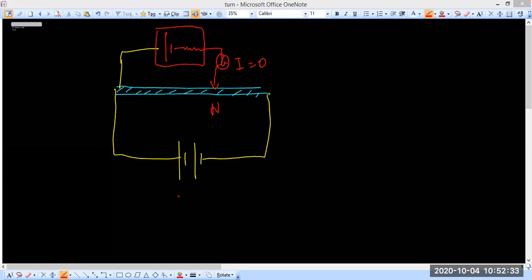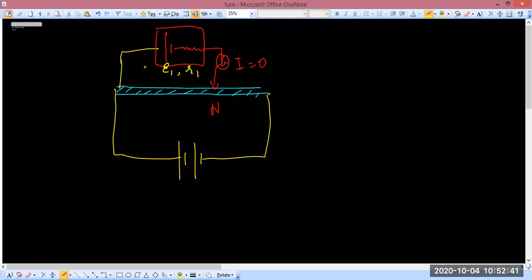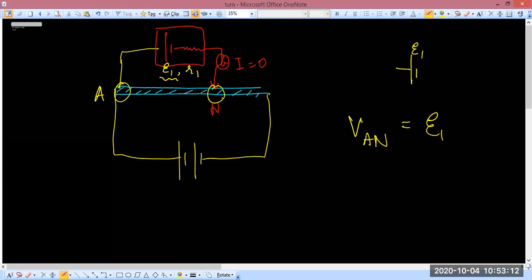That is close to the correct answer, Avinash. It is that why is no current flowing here? That's the question. The reason is actually very simple. Whatever EMF this battery has, that's like epsilon 1. Now between these 2 points, that is A and N, the potential difference between the 2 points A and N is exactly the same as epsilon 1. Okay, so what happens is as follows.